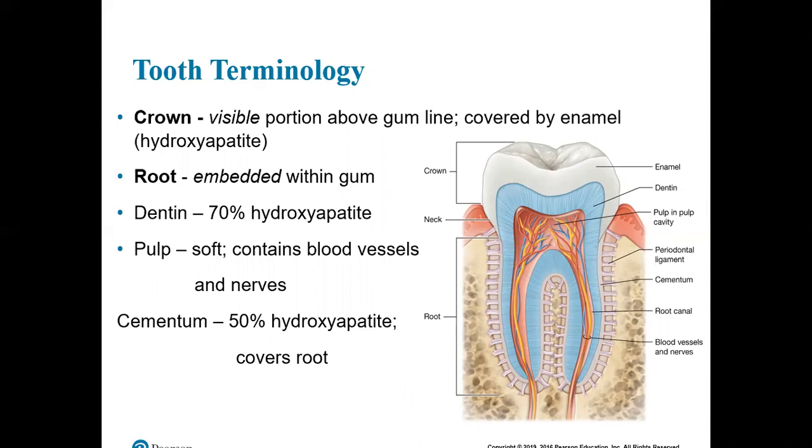Then you also have a layer called cementum. The cementum is an underlying layer that is covering like the root of the tooth, kind of going all the way around the root structure. And this is also hydroxyapatite, but it's not, again, quite as dense as the dentin or the enamel.